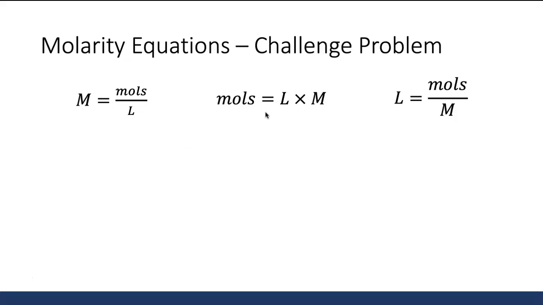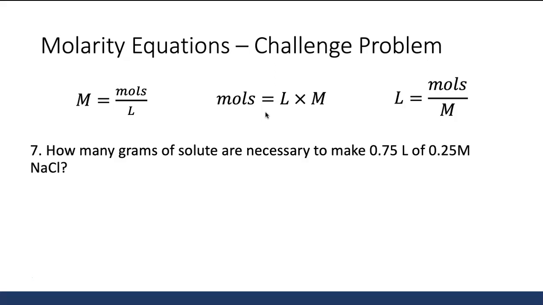All right, so number 7, I'm going to call this one a challenge problem. How many grams of solute are necessary to make 0.75 liters of a 0.25 molar NaCl solution? All right, so it's not super clear which of these equations I'm going to use yet, but look at what we're given. We have 0.75 liters and we have 0.25 molar. So I have everything to solve for moles. And then can I convert moles to grams? Yeah. We just need our molar mass.